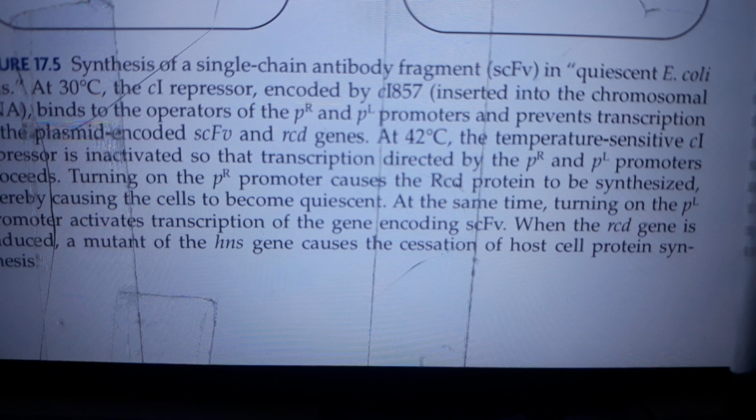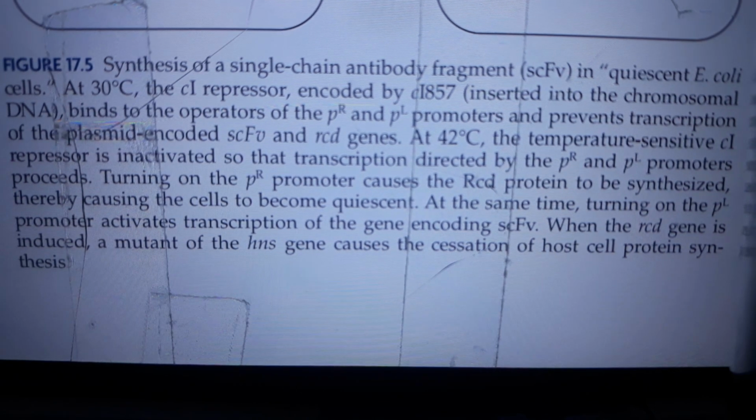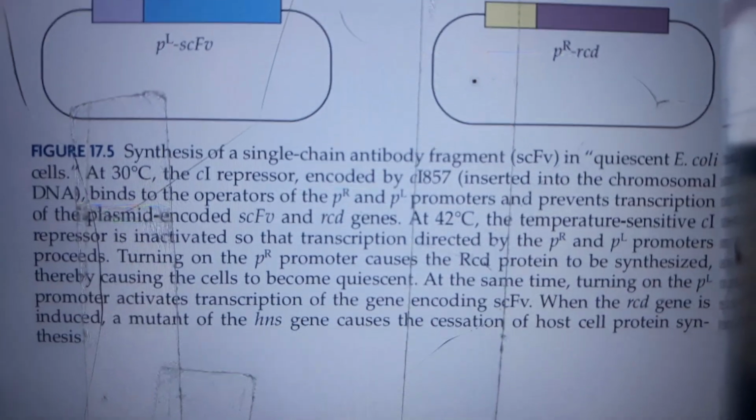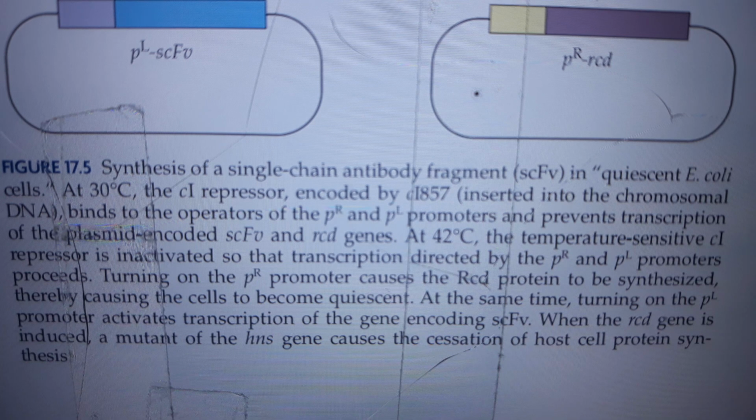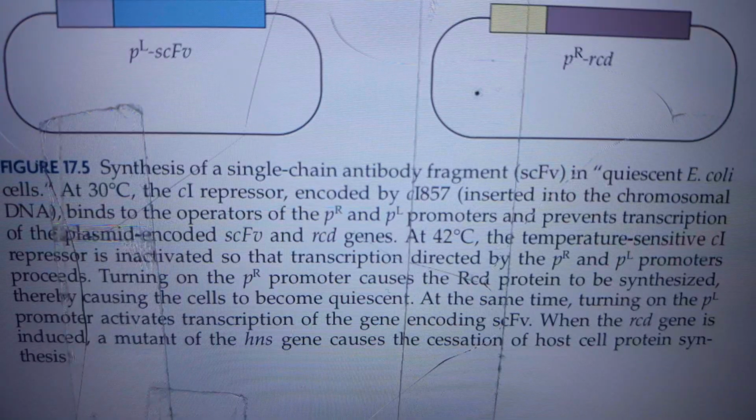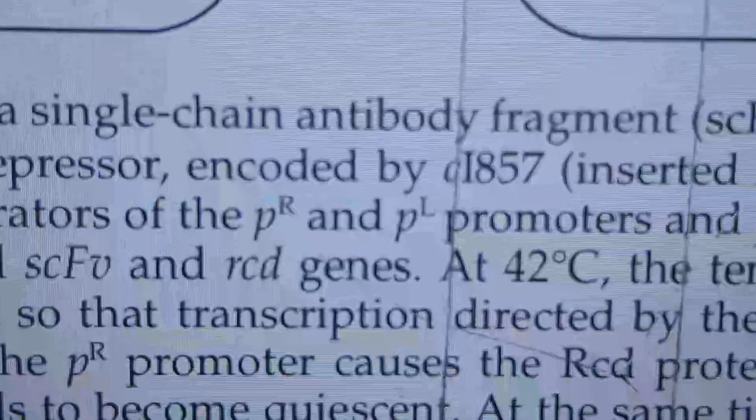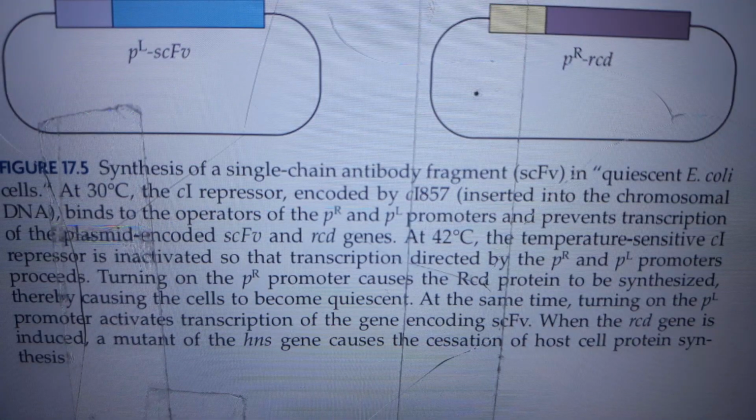The next is the synthesis of a single-chain antibody fragment, scFv, in quiescent E. coli at 30 degrees centigrade. The cI repressor encoded by cI857, inserted into the chromosome from lambda DNA, binds the operators of the PR and PL promoters and prevents transcription of the plasmid-encoded scFv and RCD genes. At 42 degrees centigrade, the temperature-sensitive repressor is inactivated so that transcription directed by the PR and PL promoters succeeds.